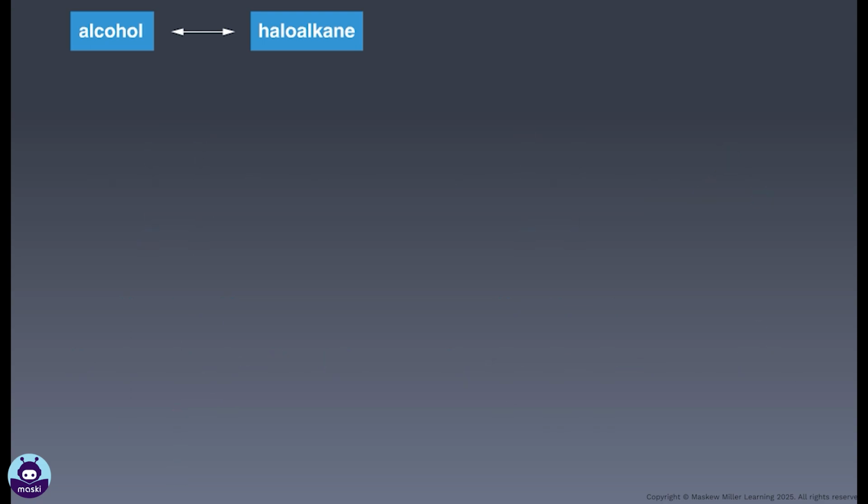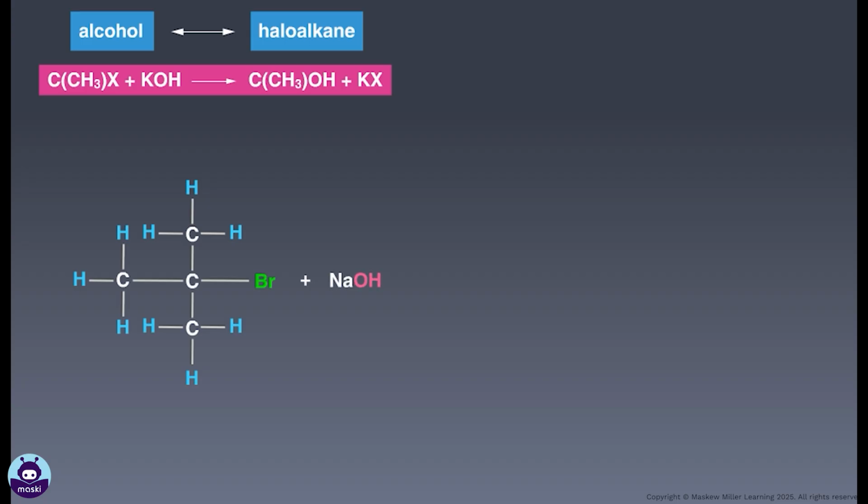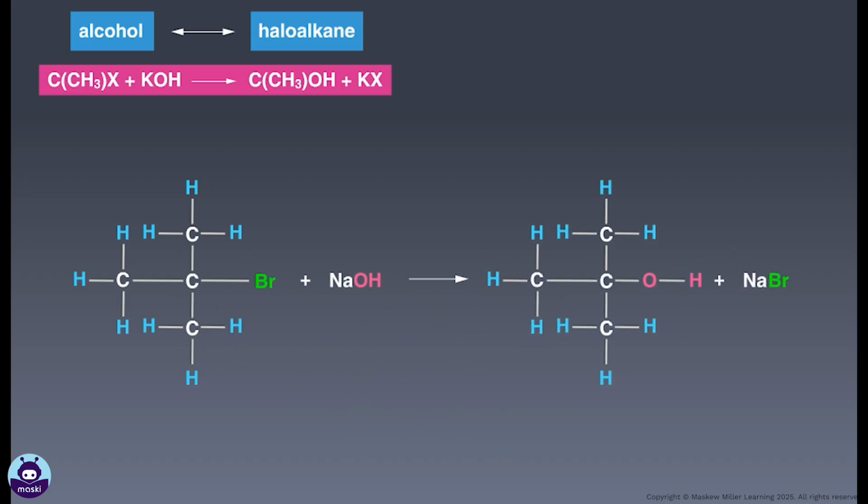Now let us consider the conversion of haloalkanes to alcohols. A strong base, such as sodium hydroxide or potassium hydroxide, is used. A dilute solution is necessary in order to achieve hydrolysis of a haloalkane to give an alcohol. Here, 2-bromo-2-methylpropane reacts with sodium hydroxide to give 2-methylpropan-2-ol.